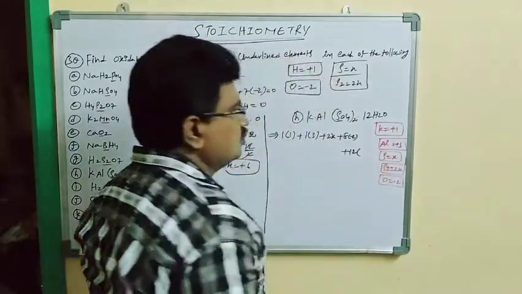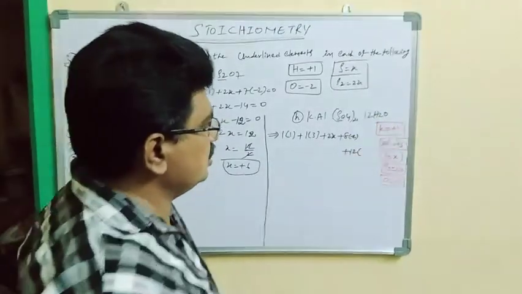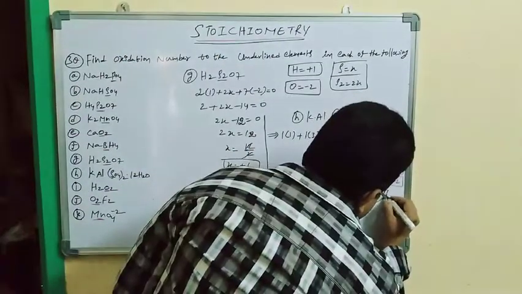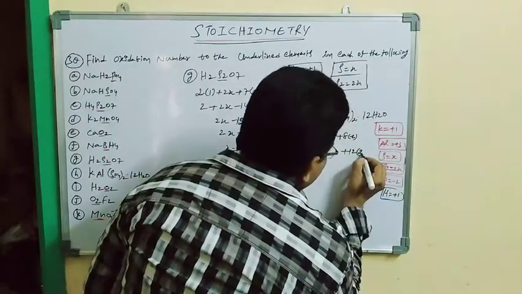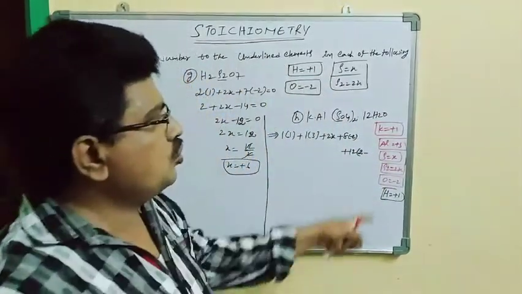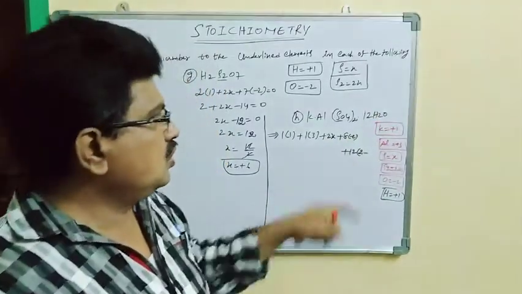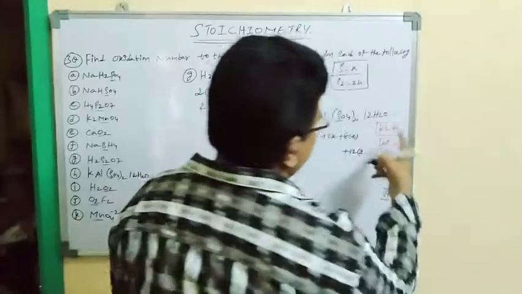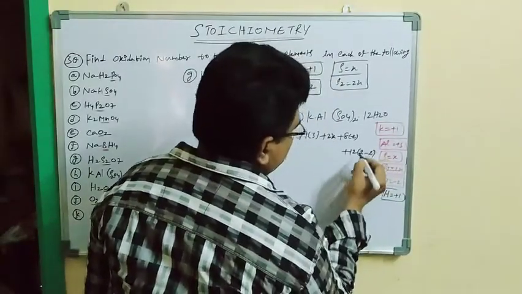Plus 12 into... So here I am doing directly. How many hydrogens are there? 2. Hydrogen charge is +1. So 2 into 1 is 2. How many oxygens are there? 12 of 2. 1 into oxygen. Oxygen charge -2, 1 into -2. I wrote directly here.